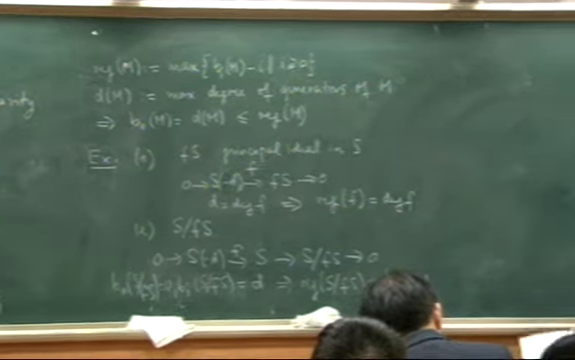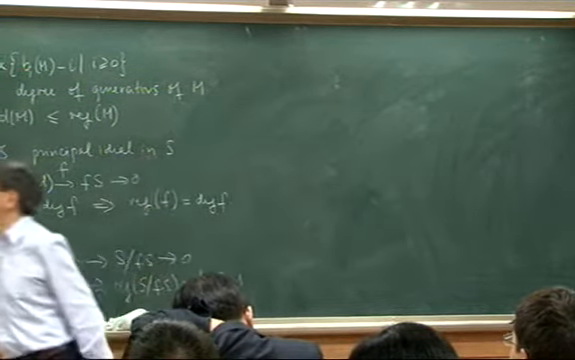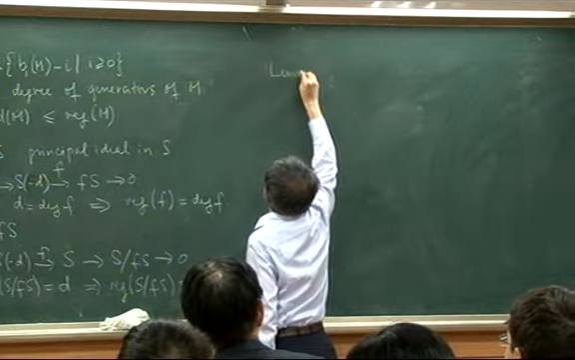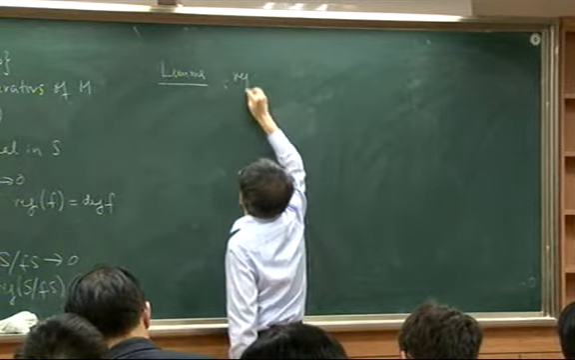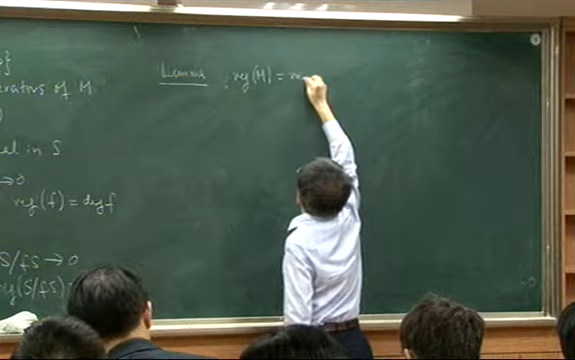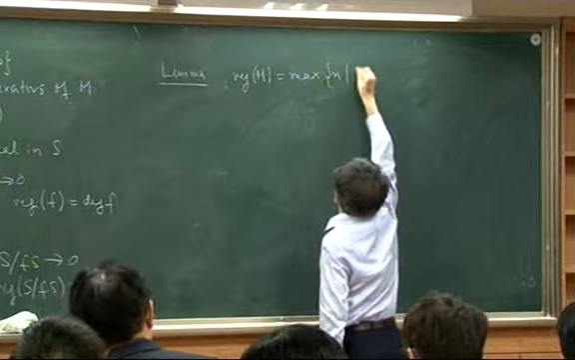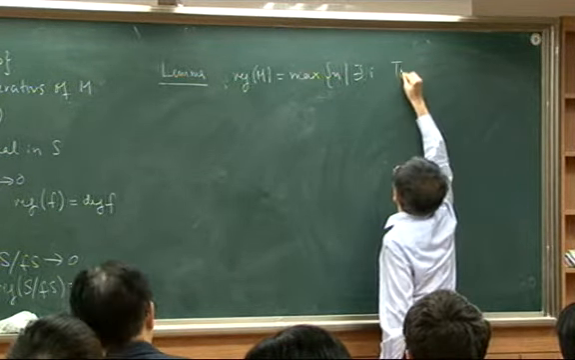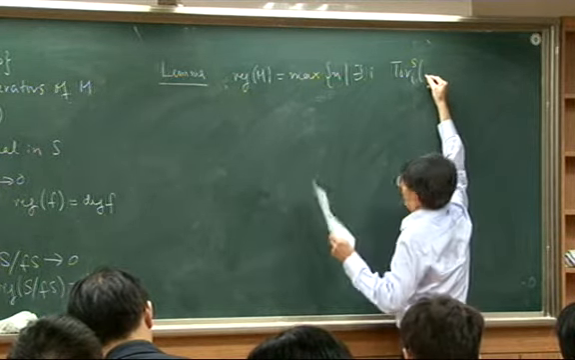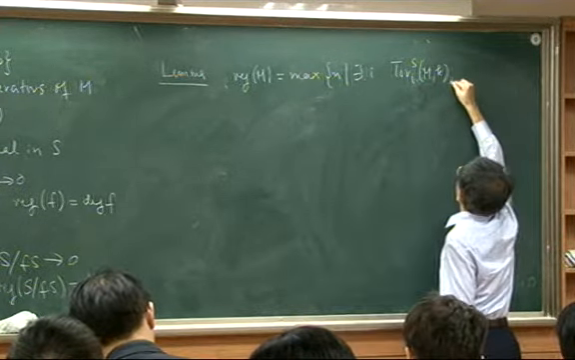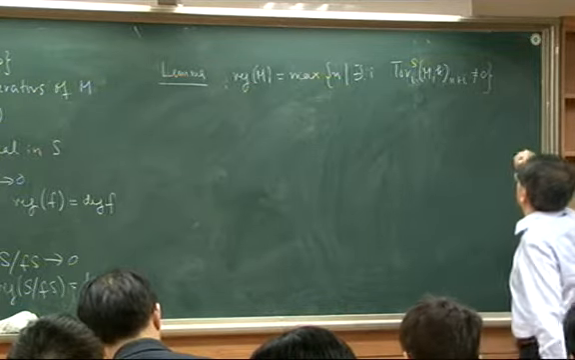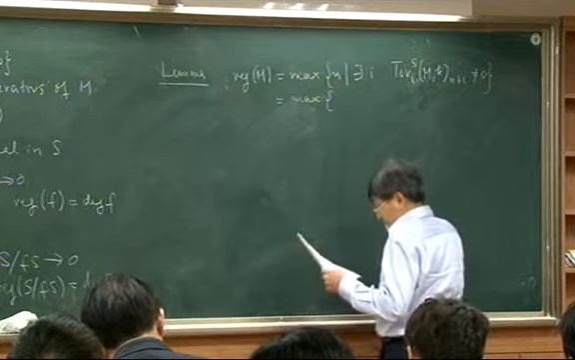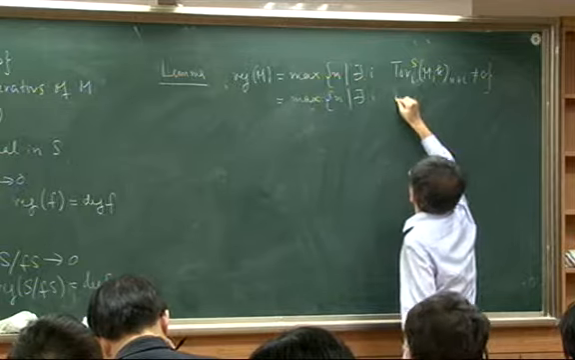Now I give some other characterizations of regularity in this situation, where we consider a module over a polynomial ring. We have the following lemma. The regularity of M is equal to the maximum of m such that Tor_i^S(M, K) has a nonzero component in degree m+i for some index i. And at the same time, there are other characterizations in terms of the Ext, just the Ext.